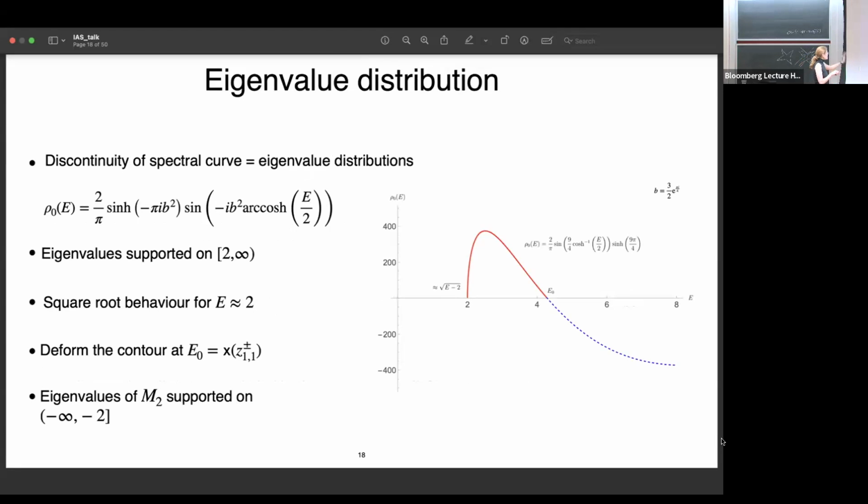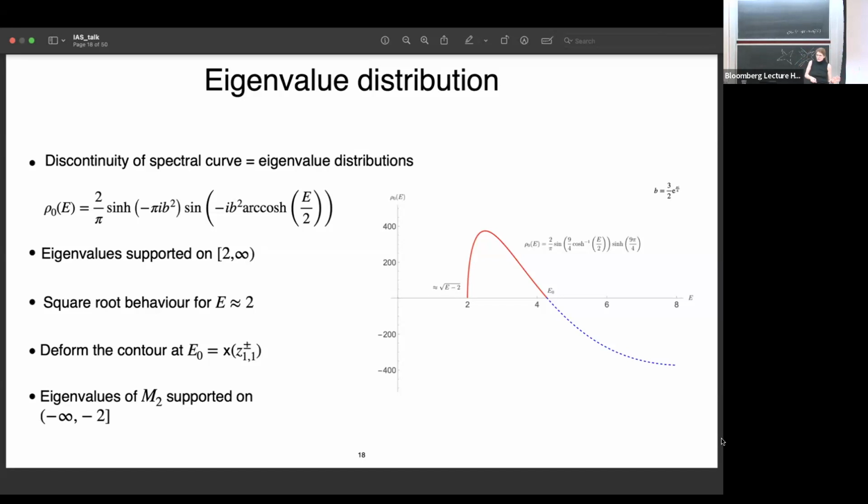But nevertheless, in principle, if you plot this here, you would think that the support is from 2 to infinity. However, at some value E naught over here, which exactly corresponds to the nodal singularities of the spectral curve, which also means that it corresponds to non-perturbative effects, the eigenvalue distribution becomes negative. Long story short, this point E naught is the point where we need to start taking into consideration non-perturbative effects.